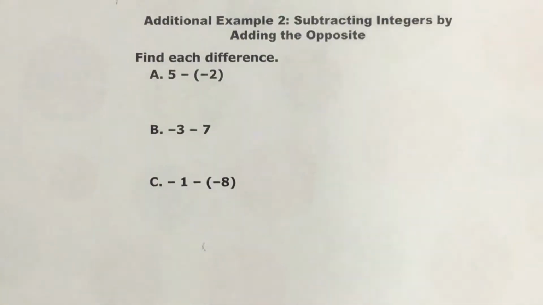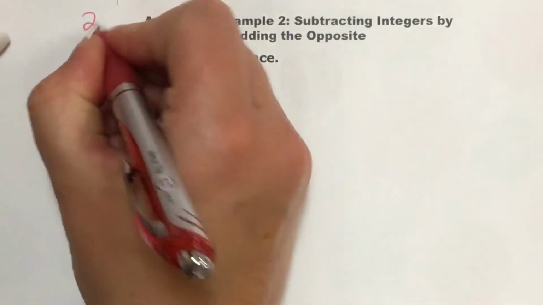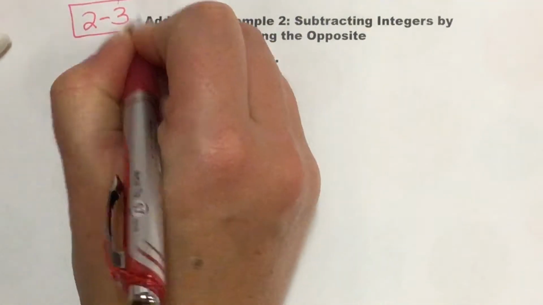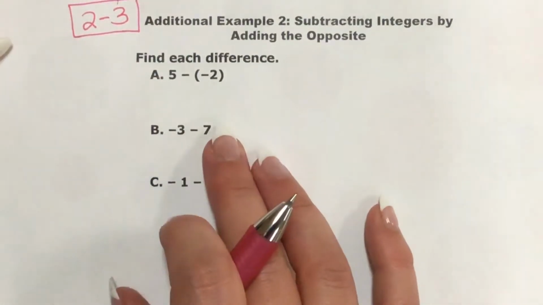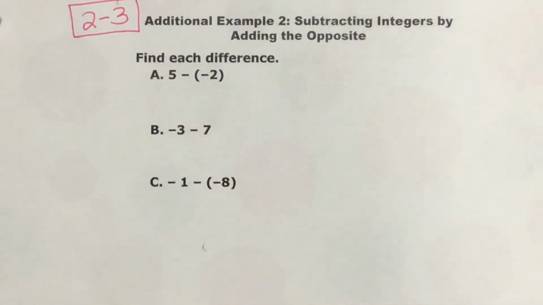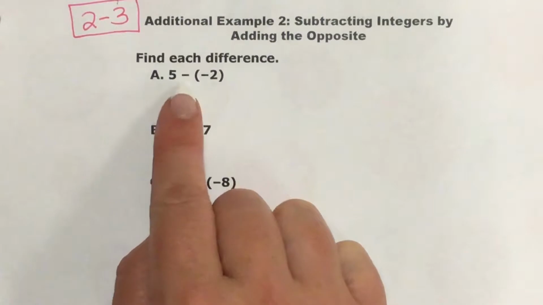We're back in section 2-3, so that's chapter 2, lesson 3. We're working on example 2, and we're just going to go ahead and find each difference. The first one is 5 minus a negative 2.